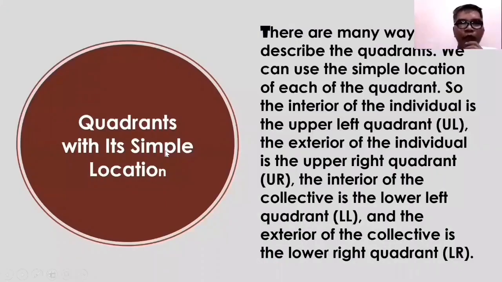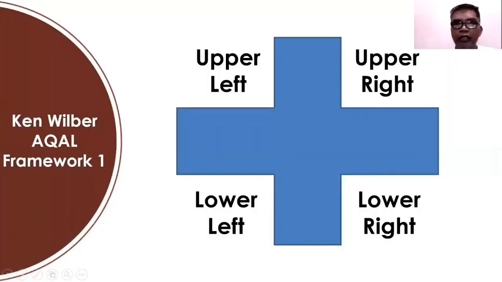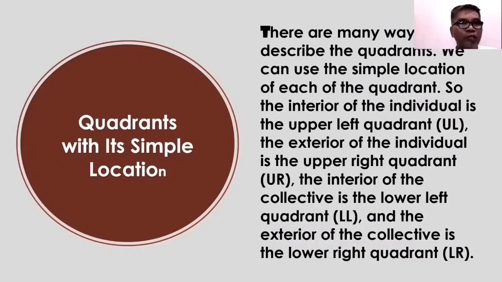So framework 1 is the quadrants with its simple location. We can use the simple location of the quadrant. So the interior of the individual is the upper left quadrant or UL. The exterior of the individual is the upper right quadrant or UR. The interior of the collective is the lower left quadrant or LL, and the exterior of the collective is the lower right quadrant. So this is the framework, and this is just a simple explanation.